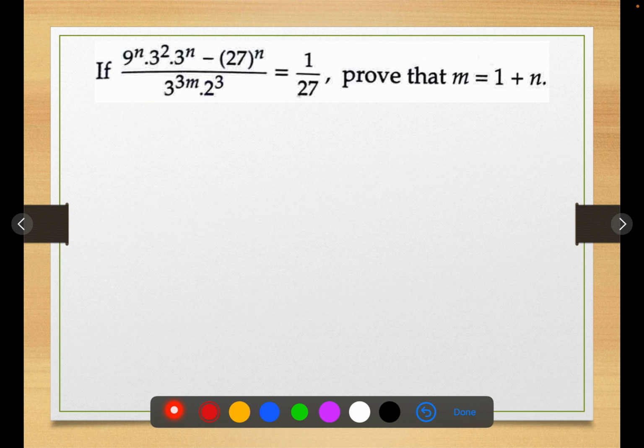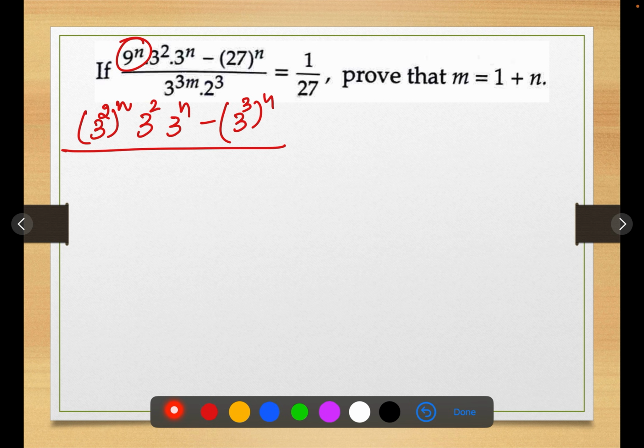I hope finding x, the questions are clear. This question is a little complex, so please understand carefully. Here I have multiple terms. So the simple strategy is to convert to the prime factor as a base. So this can be written as 3 to the power 2 to the power n. This is already with the prime, this is already with the prime, this is 3 to the power 3 to the power n upon 3 to the power 3m, already nothing to be changed, and this is 3 to the power 3. So I have converted all the numbers into the prime factors.